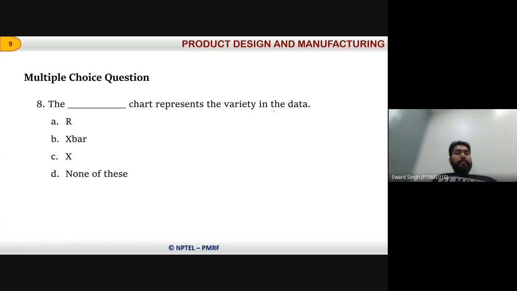Question number 8, again it is a fill in the blanks type. Which of the charts represents the variety in the data? So if there is a variation in the data, which chart is preferable? There are numerous charts. So R chart, X bar chart, X chart, and none of these.